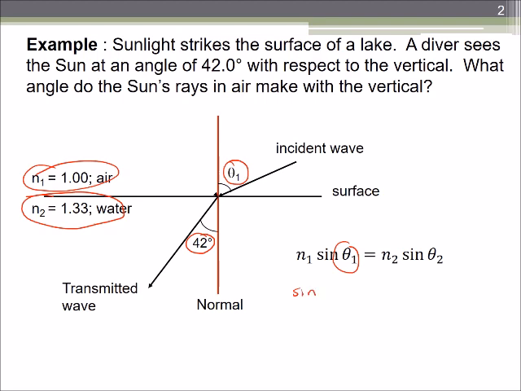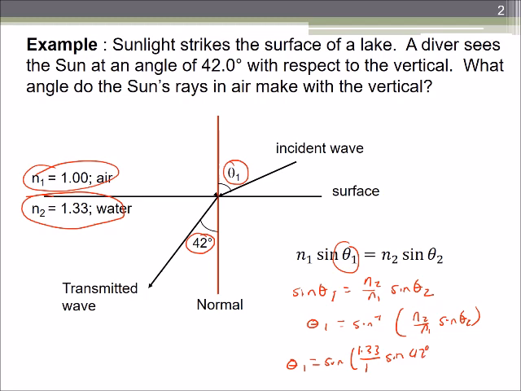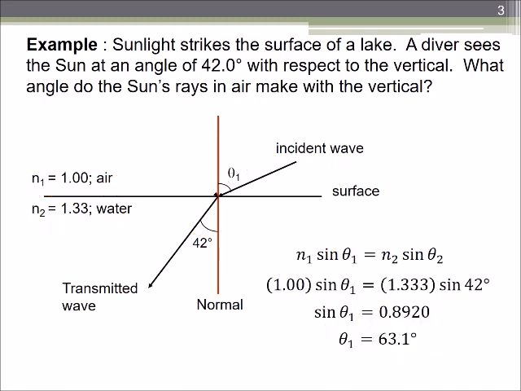So sine of theta 1 is equal to n2 over n1 times sine of theta 2. So theta 1 is the inverse sine of that ratio. And now we can put our numbers in. Theta 1 is equal to the inverse sine of n2, 1.33, over n1 of air, times the sine of 42 degrees, which gives us an angle of 63.1 degrees. And we would expect that this angle with the lower index of refraction would be bigger. And here's the solution nicely typed up.